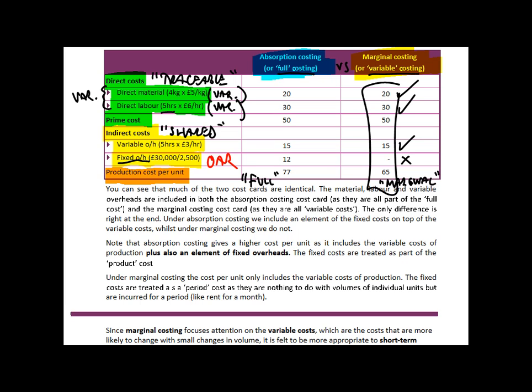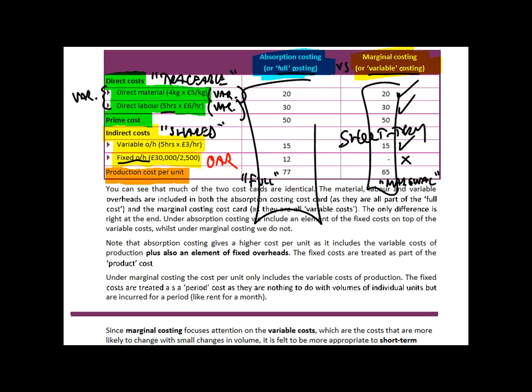So should I sell it for £70? Well, actually, yes, I should. I'd be up £5. So in the short term, we often describe marginal costing as being more appropriate, because in the short term, fixed costs like rent tend not to change. But in the long term, we do ultimately have to cover our rent. Can you imagine if I was charging £70 for every single unit, I would make losses across the whole year.